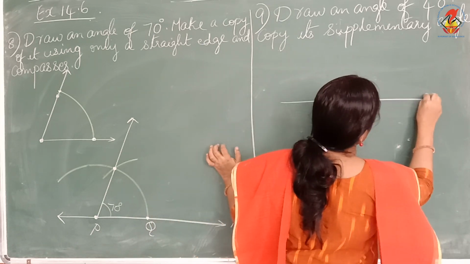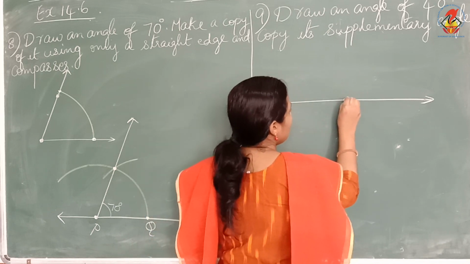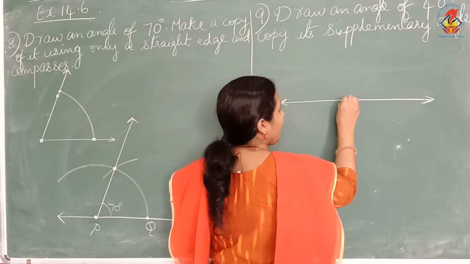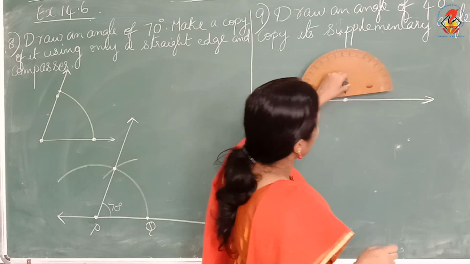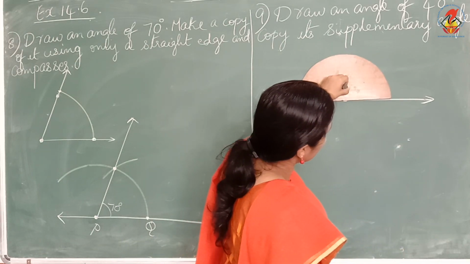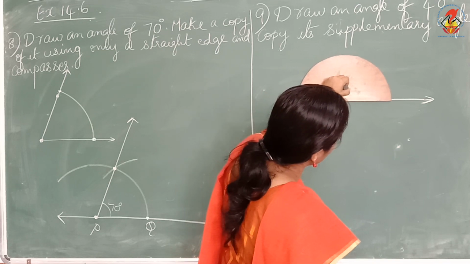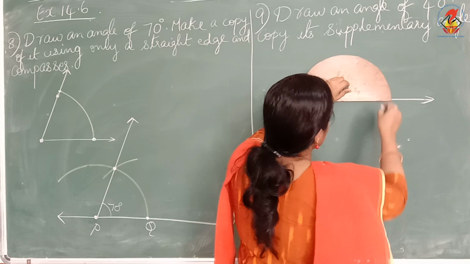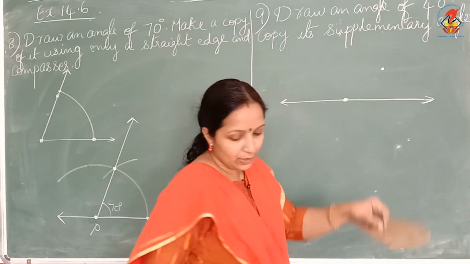We need the copy of the supplementary angle. So we just draw one line, that is better. Okay, mark one point. If you are drawing a ray also, no problem. Okay, and center of the protractor here and zero edge here. And where is 40 degrees? This is 40 degrees.